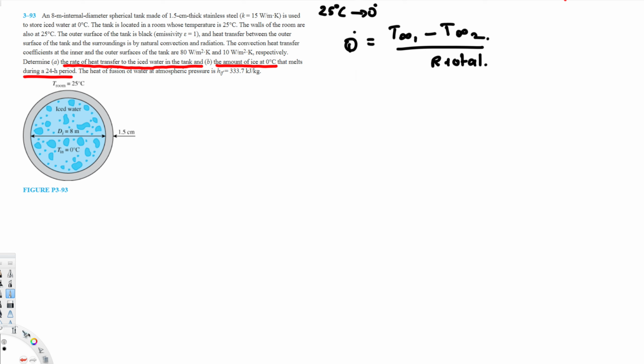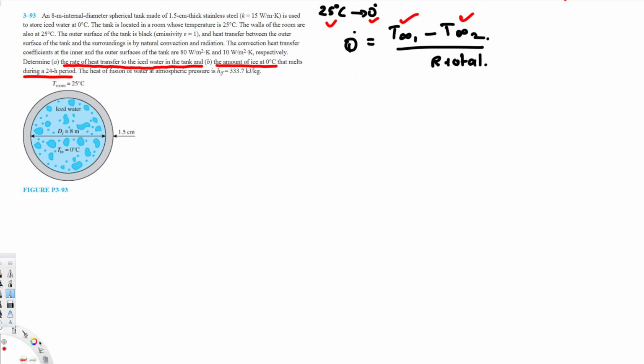We have these two temperatures already, infinity 1 and infinity 2. Infinity 1 is the initial, that is this one. Infinity 2 is the final, that is 0 degrees Celsius. And R total, we have to calculate. To calculate this, we can draw the diagram of resistance first.